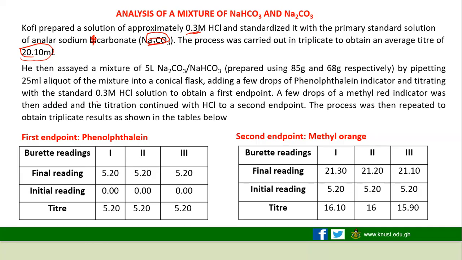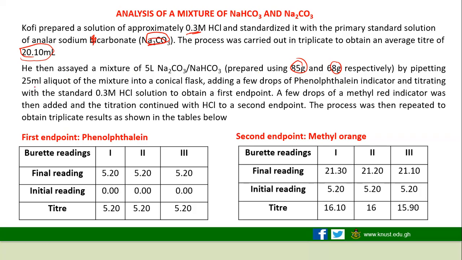Now we then make a 5 liter mixture of sodium carbonate and sodium bicarbonate. We use 85 grams of sodium carbonate and 68 grams of sodium bicarbonate to make the mixture.